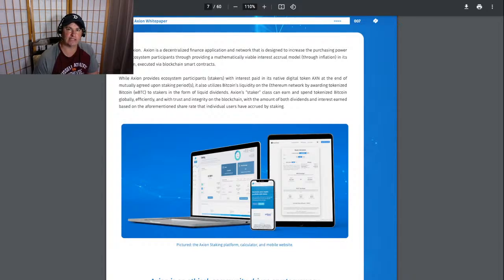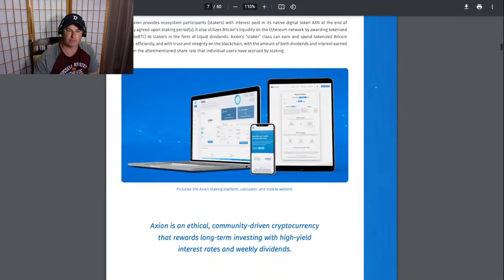Whereas the standard Axion stake, your reward is in Axion tokens, and you get those at the end of the staking period or investment period. So that's pretty much the summary of that. We've got some really cool pictures of the staking platform, the Axion staking calculator, and the mobile website. So it looks pretty neat on those pictures.